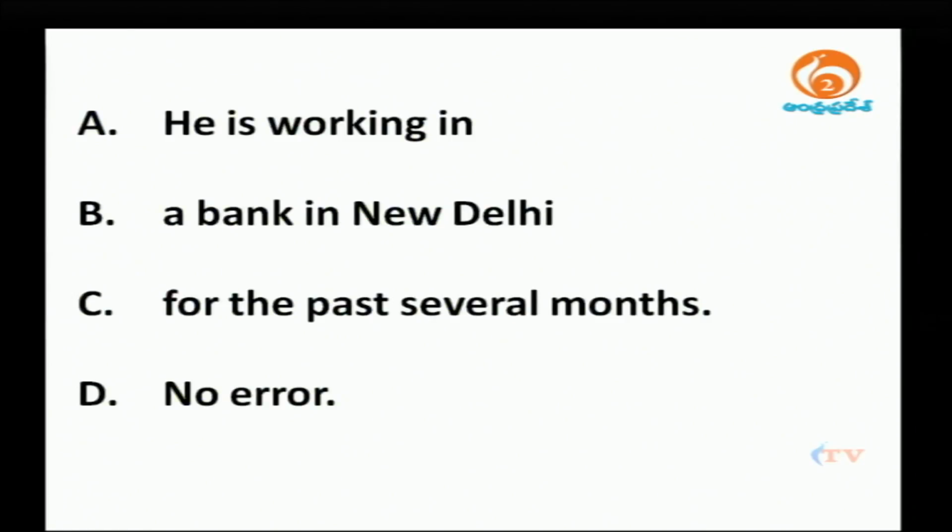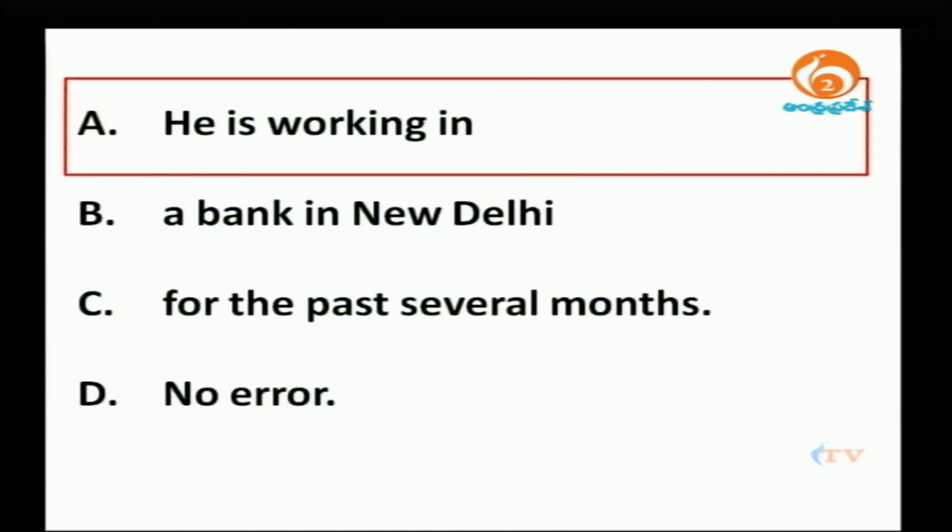Next, he is working in a bank in New Delhi for the past several months. It should be he has been working in a bank in New Delhi for the past several months. So, he has been is the correct form.